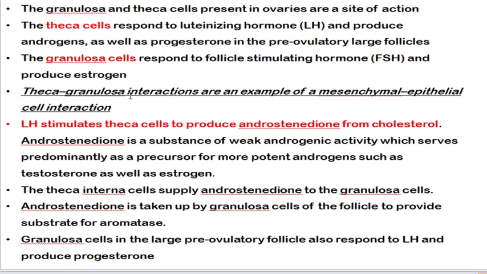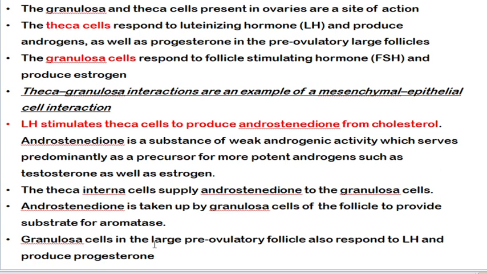So this thecal granulosa interaction is an example of mesenchymal epithelial cell interaction. LH will stimulate the thecal cell to produce androstenedione from cholesterol. This substance has weak androgenic activity, but it acts as a precursor to produce more potent androgens like testosterone. Next, the theca interstitial cell will supply this compound, androstenedione, to the granulosa cell. This will be taken up by the granulosa cell to provide a substrate for aromatase.